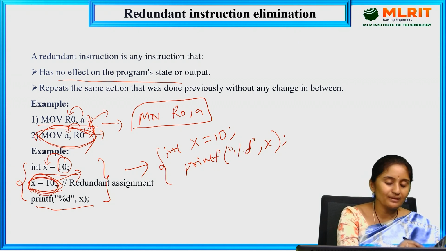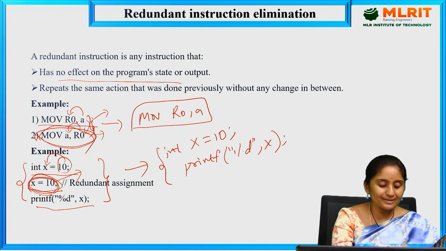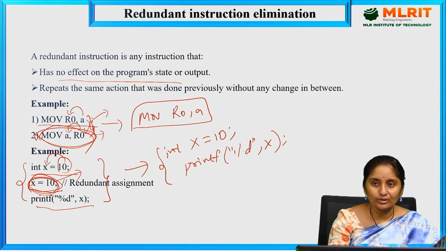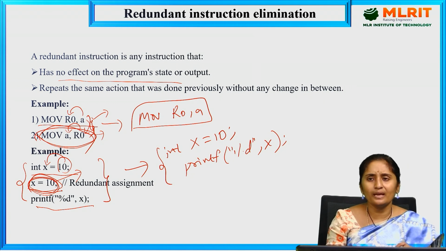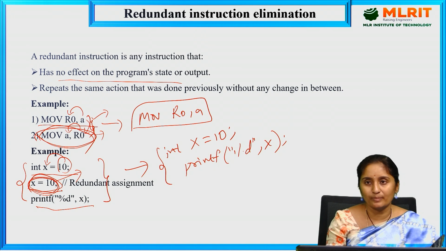This is the statement with no use, the same statement repeated one more time. So that is the redundant instruction elimination. I am going to eliminate a small set of instructions, or a small part of the instructions, without affecting the program. So that is the peephole optimization.